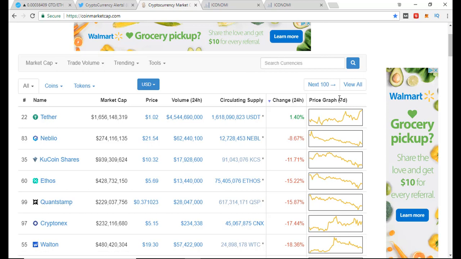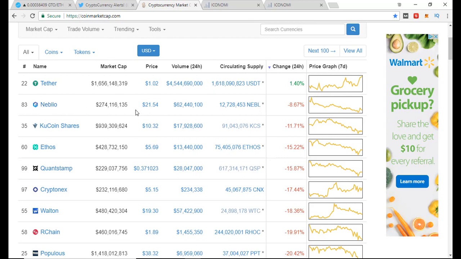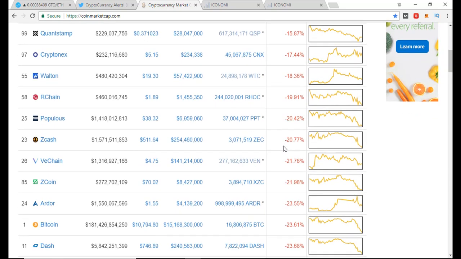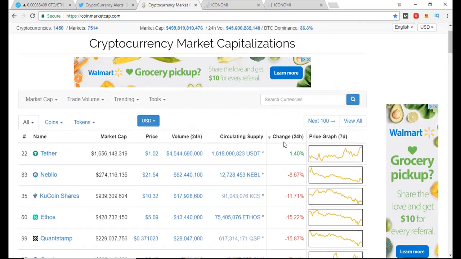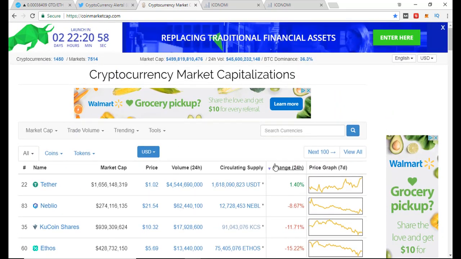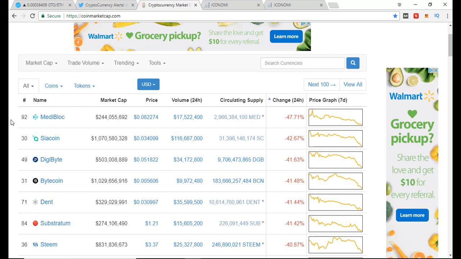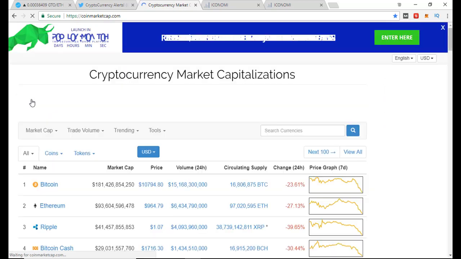Even when you look and Tether is the only thing in the green. Neblio, you have some good companies that are even down 8, 15, 15, 18. Crushing. But what this means is that there's going to be a turnaround, and just as quick as this market has tanked as it has today, it can turn around. There's a lot of fear, uncertainty, and doubt, a lot of FUD out there in the market.